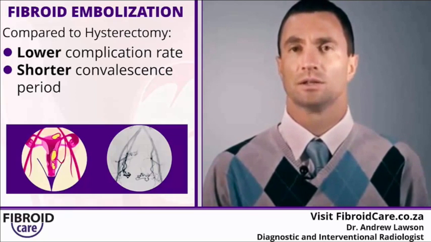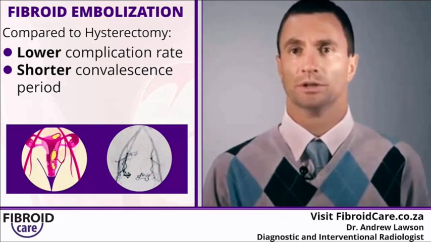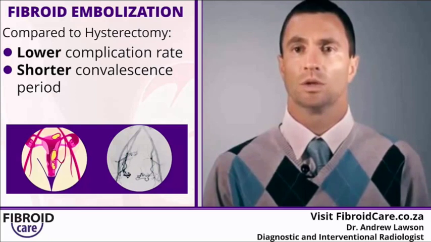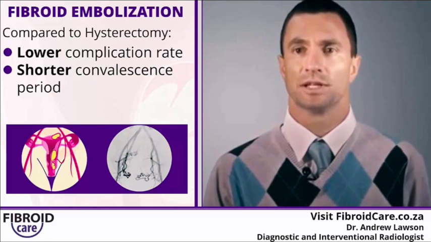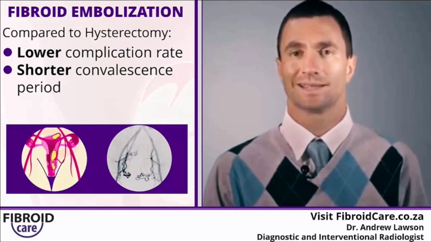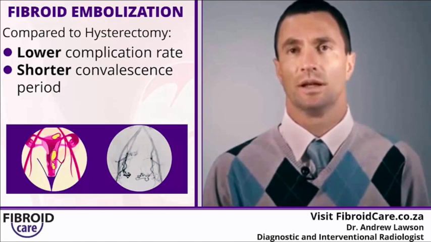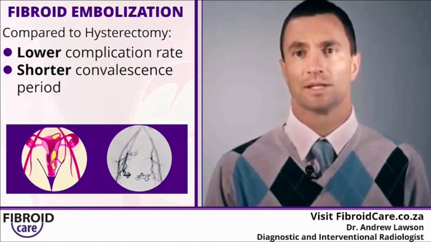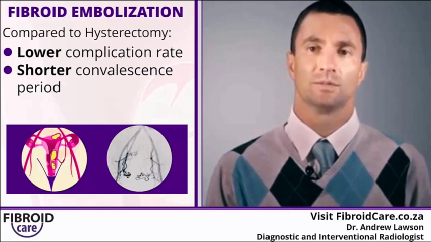The same applies with comparison to an operation called a myomectomy, which is performed in patients who wish to retain their fertility, where the surgeon attempts to cut out fibroids from the uterus. Again, the complication rate of fibroid embolization is much less and the convalescence period much shorter. Before the patient gets to the imaging suite, they've had a consultation with the interventional radiologist and sometimes an MRI scan to show the fibroids in great detail.